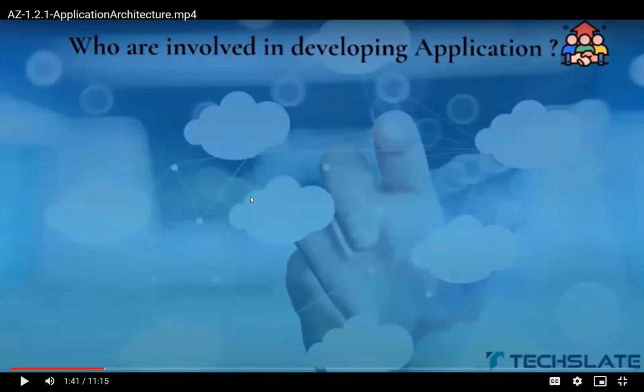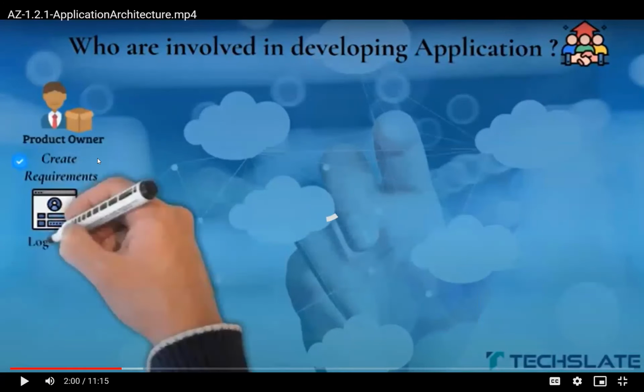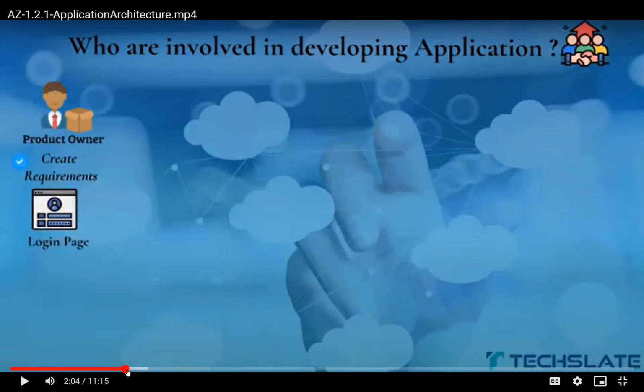Developers are crucial, then testers. Once the development is done, then the testing team will participate. As I mentioned, the product owner will be there, and the owner will gather all the requirements. For each phase of development, whatever requirements you need, he will gather all of them.